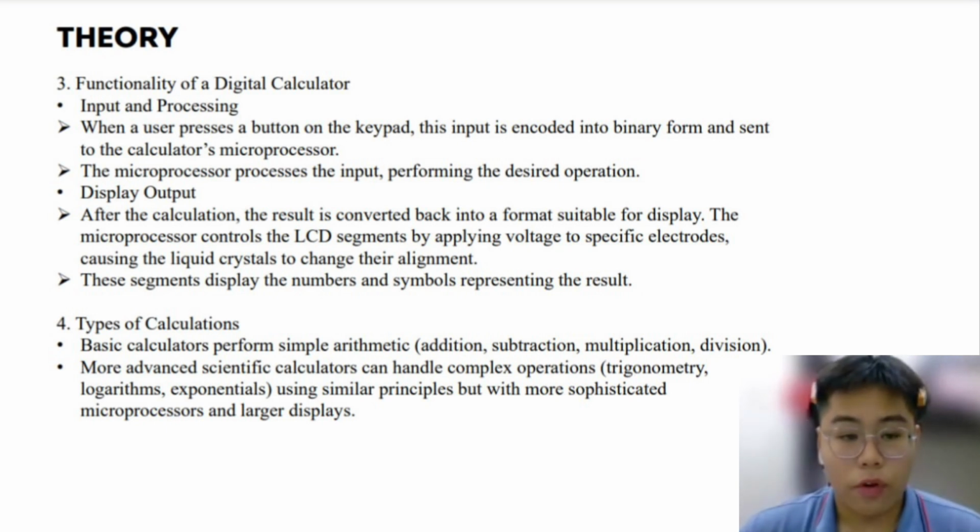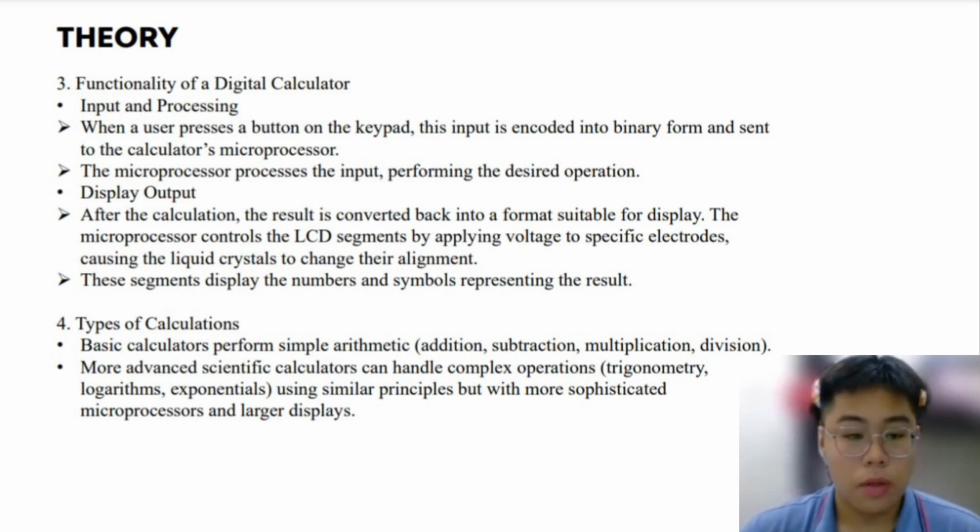Followed by the third part for theory, functionality of a digital calculator. So I separate it into 2 different points. The first one, input and processing. The second one, display output. Let's look into input and processing. When a user presses a button on the keypad, this input is encoded into binary form and sent to the calculator's microprocessor. The microprocessor then processes the input, performing a desired operation.